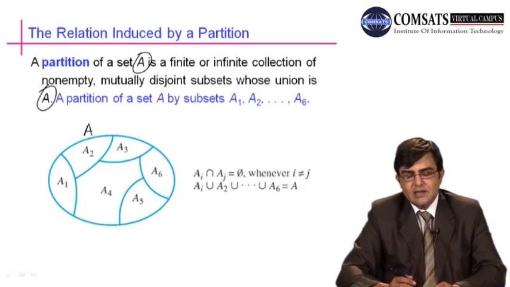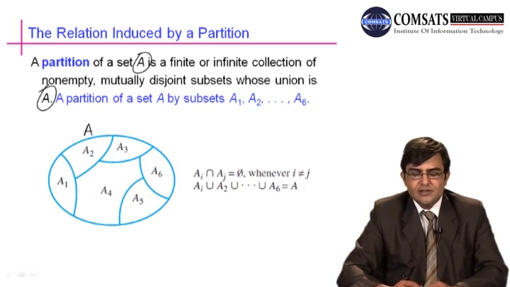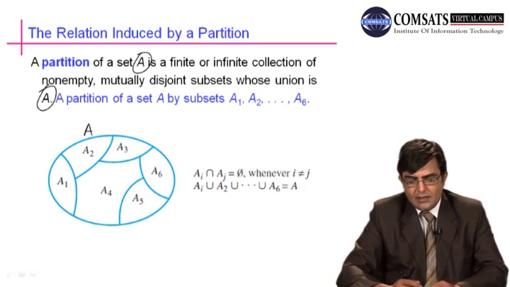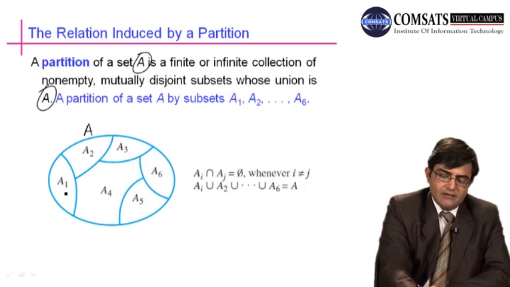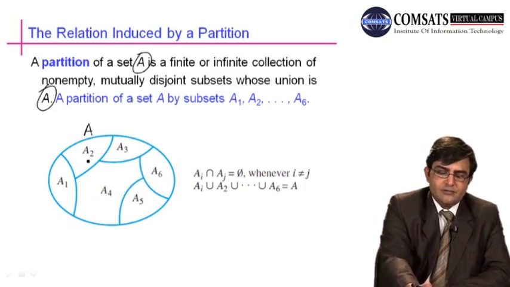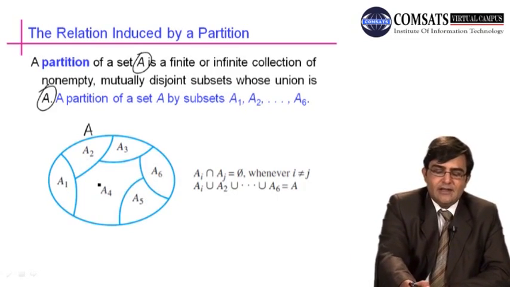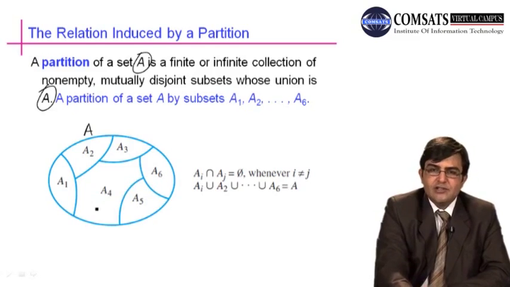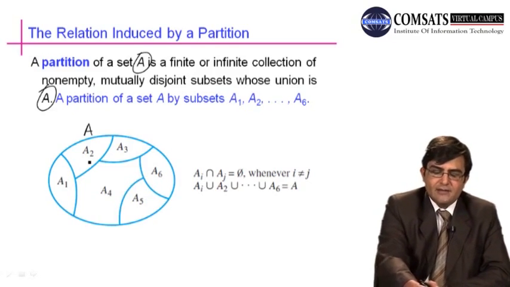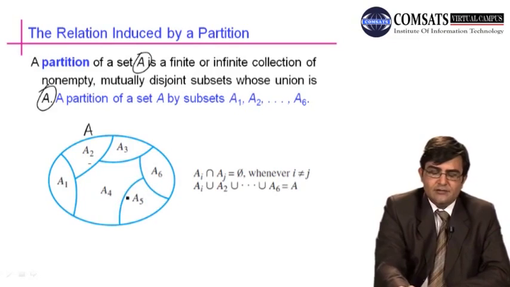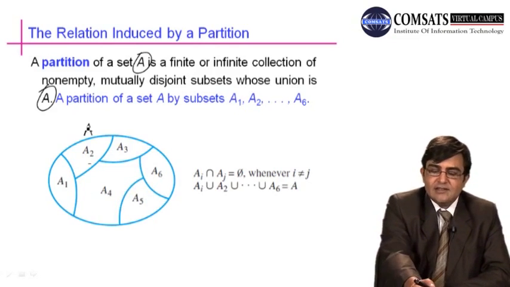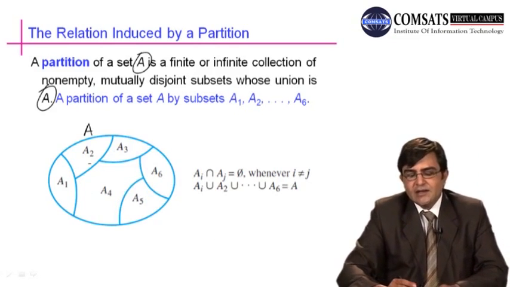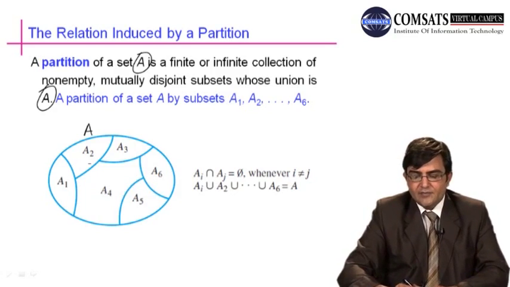Now these sets are basically mutually disjoint. If we apply the rule of Venn diagrams, here A1 doesn't have any common portion with A2, A2 doesn't have any common portion with A4. Similarly others, these sets are mutually disjoint, and if we take the union of these sets, we get the set A. So this is basically the partition of the set A.